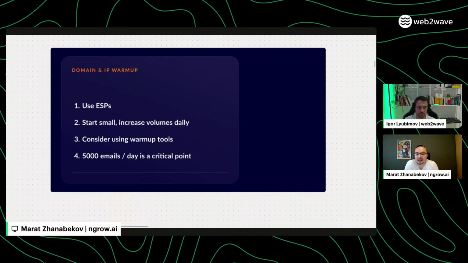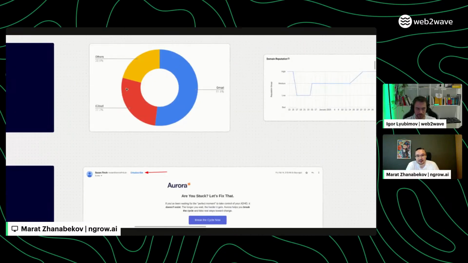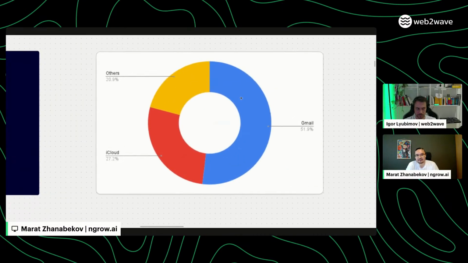There are different strategies on how to build and boost the reputation of your domain. But the bare minimum that you need to understand is that this reputation is built mostly by two or three services. So, for instance, this is a chart of email address providers from one of our clients, from one of our apps. More than half of users' email addresses are handled by Gmail.